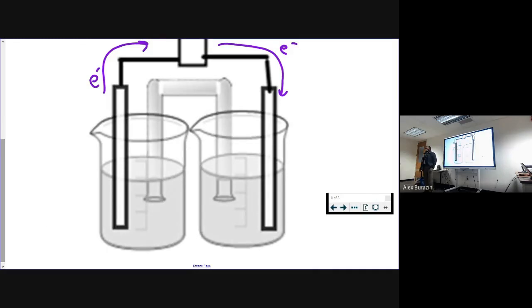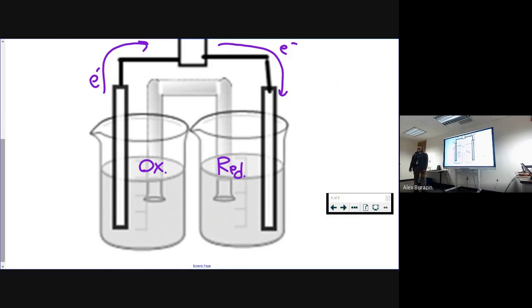Electrons are being lost on the left-hand side, transferring through my wire, and being gained on the right-hand side. What process is occurring in the left-hand beaker? Oxidation. Okay. That's just identifying what's happening, right?